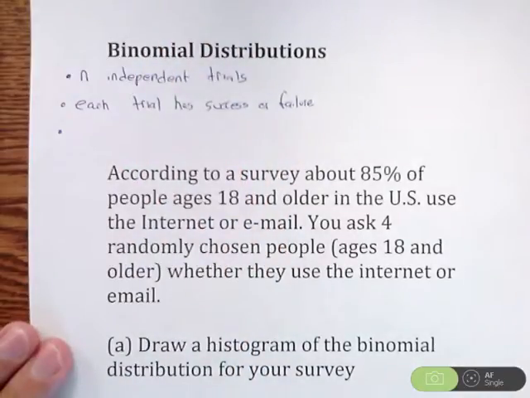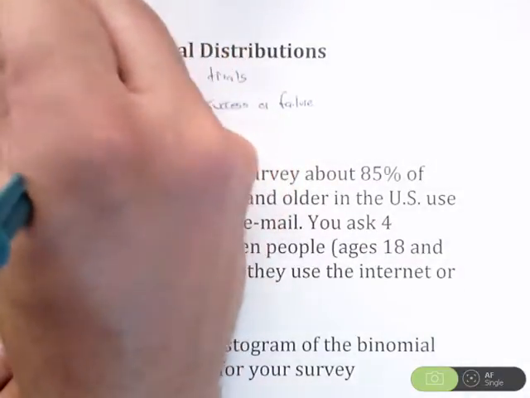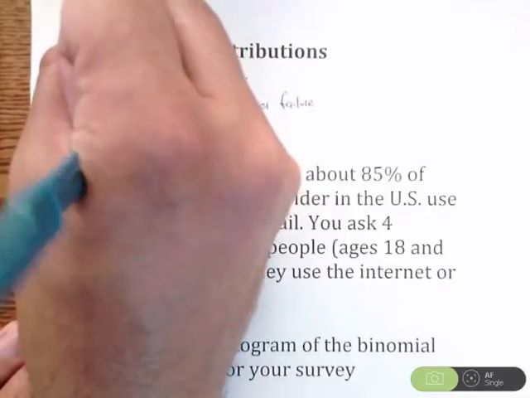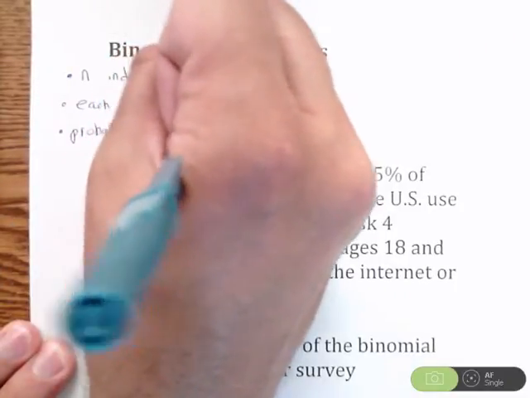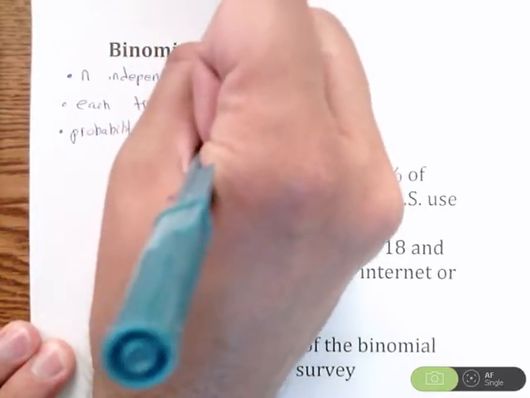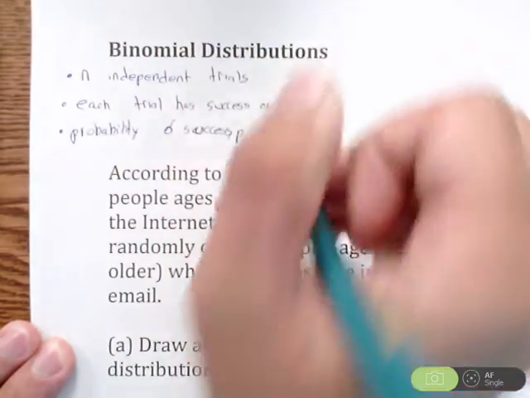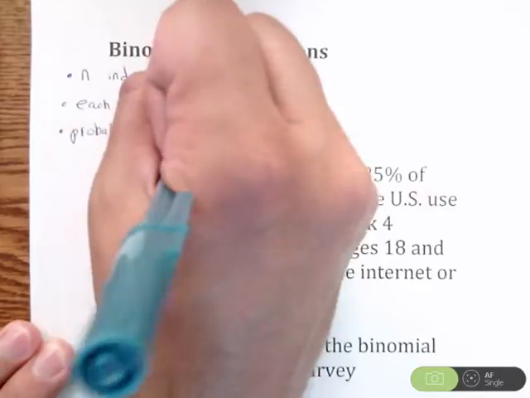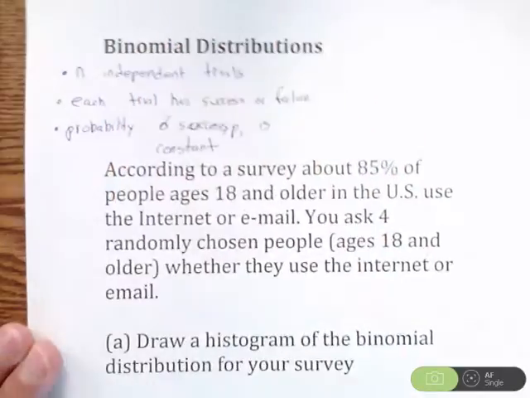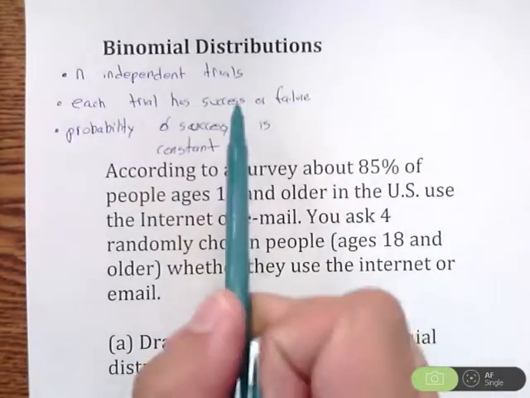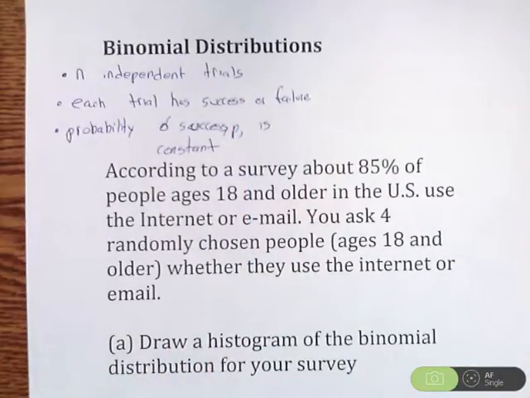Additionally, for each success and failure, the probability of success, which we designate as P, is constant, meaning it's always the same. So we have n independent trials. Each trial is a success or failure. The probability of success P is constant.